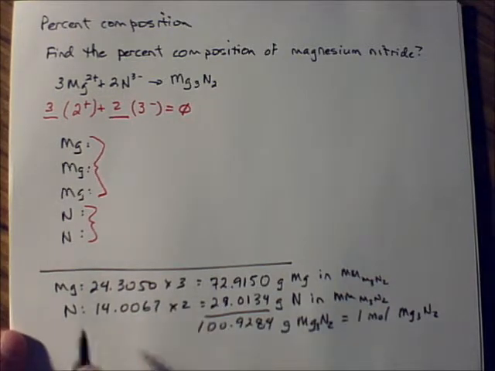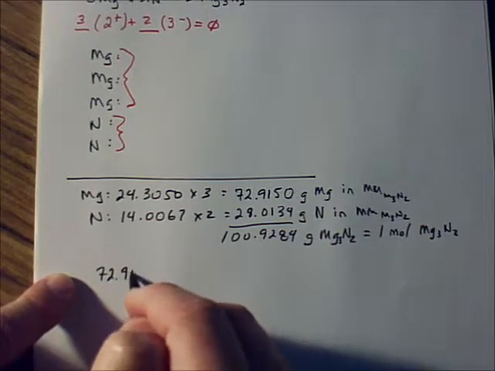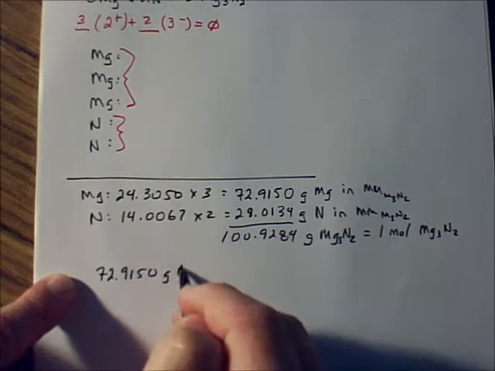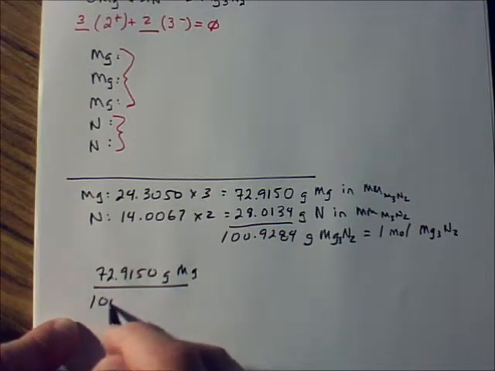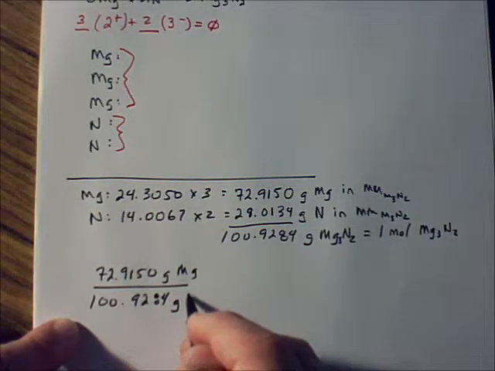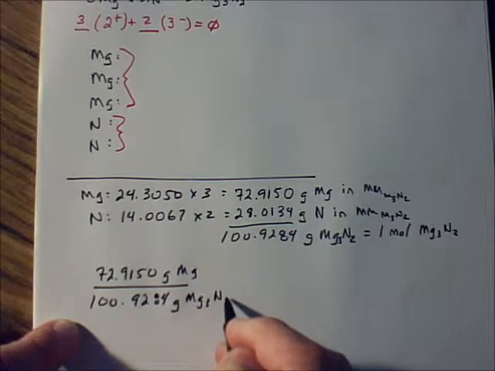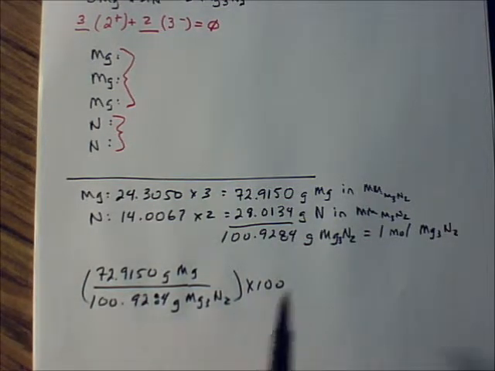All right? So we're going to take 72.9150 grams of magnesium, put it over the total, 100.9284 grams of magnesium nitride, and then multiply times 100. That's the percent mass of magnesium. All right, but that's not the total. The whole percent composition means I have to do the percent of the nitrogen as well.